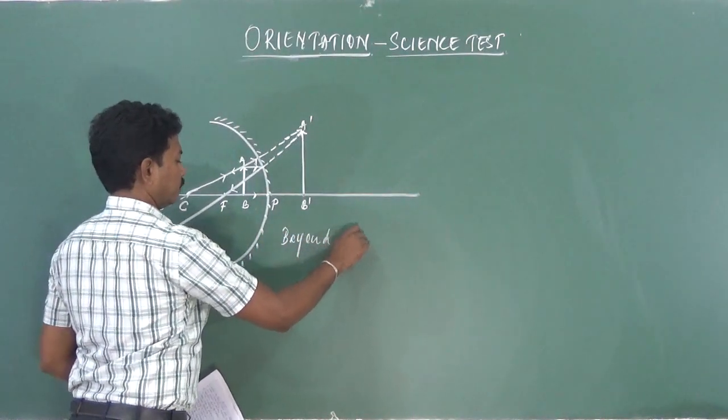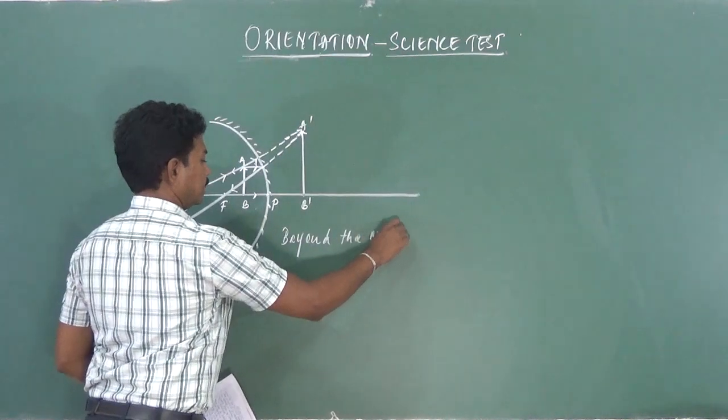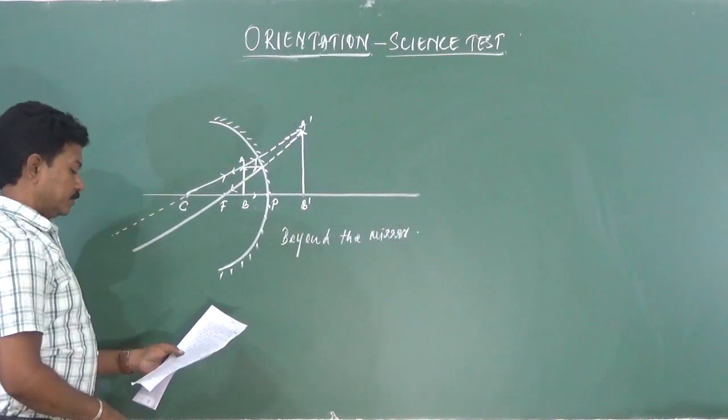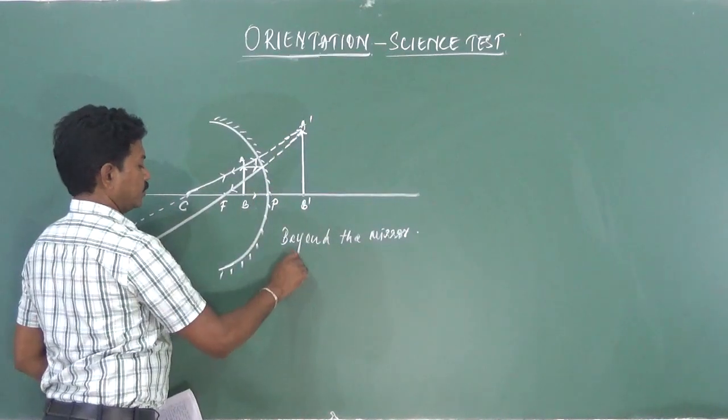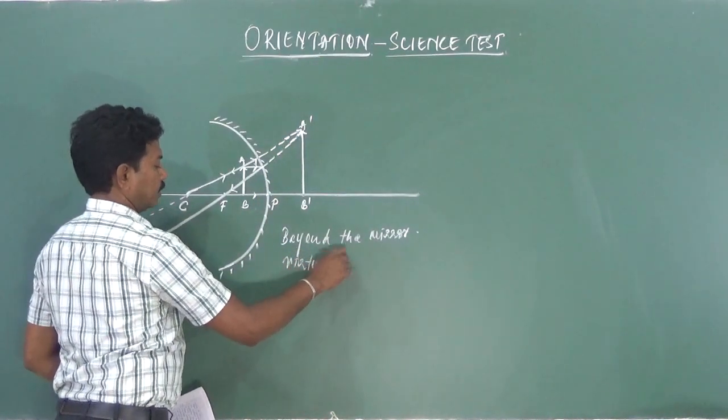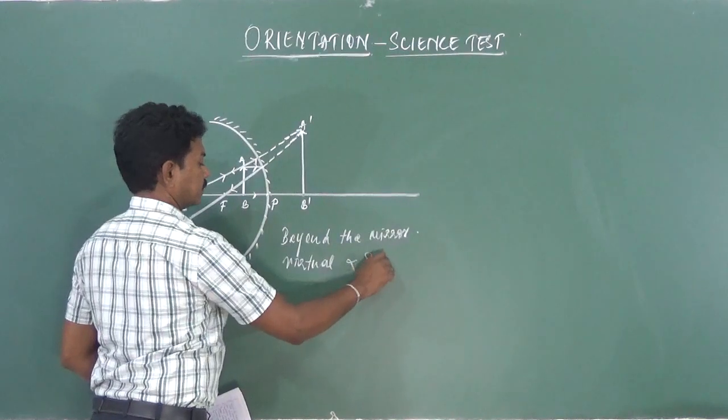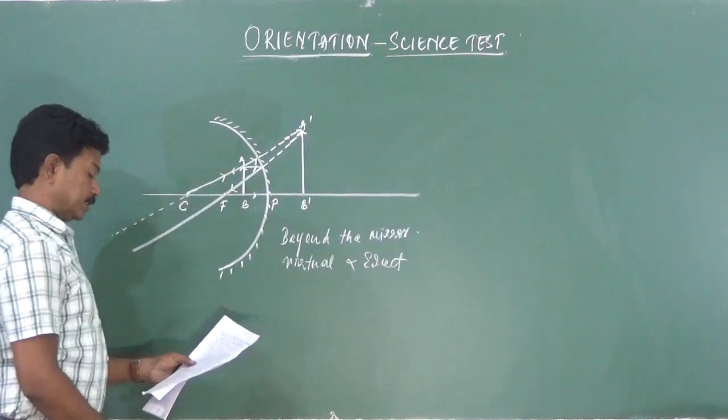It is formed beyond the mirror, that is, behind the mirror. Okay, so what is the nature? The nature of the image formed is virtual. If the image is virtual, it is always erect. It is virtual and erect.